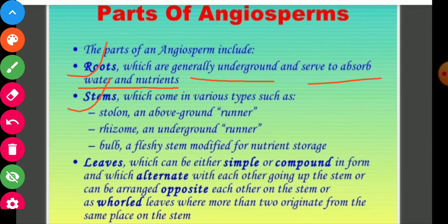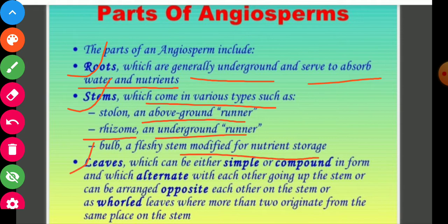Stem, which comes in various types of modifications like stolon, found above the ground, and rhizome, found underground. Bulb, a fleshy stem modified for nutrient storage. So there are many types of stems like stolon, rhizome, and bulb.